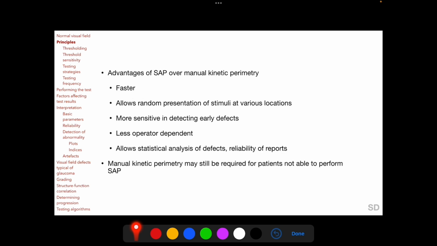As compared to manual kinetic perimetry, standard automated perimetry is faster, allows random presentation of stimuli at various locations, is more sensitive in detecting early defects, is less operator dependent, and allows statistical analysis of defects to diagnose their significance and determine whether they are progressing or not, and also allows us to determine the reliability of the report itself. However, manual kinetic perimetry may still be required for patients not able to perform standard automated perimetry.